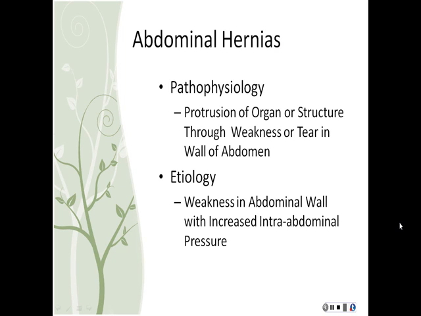So abdominal hernias. This is a protrusion of an organ or structure through a weakness or tear in the abdominal wall. And this will happen with an increased intra-abdominal pressure. The weakness or tear, along with this increased abdominal pressure, like coughing or straining or heavy lifting, will cause the organ or structure to protrude out of the cavity that it normally is in.